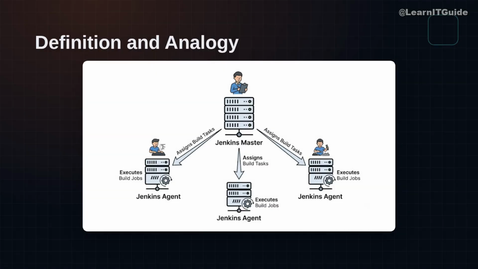So what is a Jenkins agent exactly? It is a separate machine or container designed to take the workload off your main server. Think of the Jenkins master as a project manager who coordinates everything. The agents are the workers out in the field. The manager never does the manual labor. They just track progress and delegate. When a build is triggered, the master says, "Hey, agent, run these unit tests." And the agent handles the heavy lifting, keeping the manager free to handle more requests.